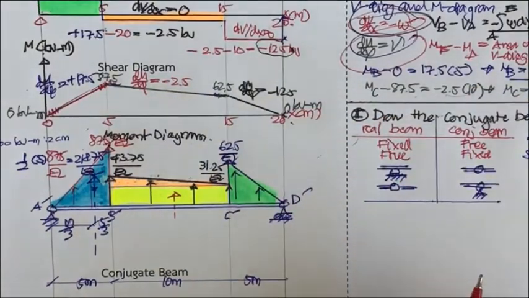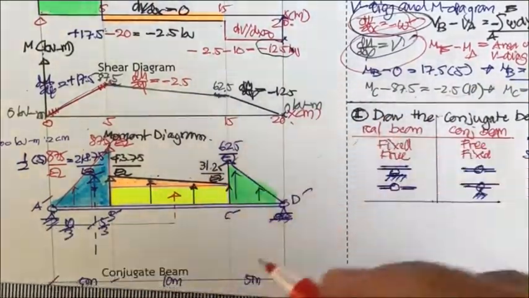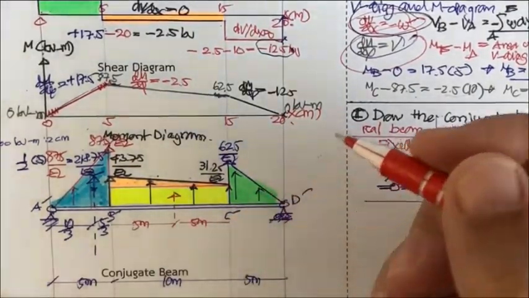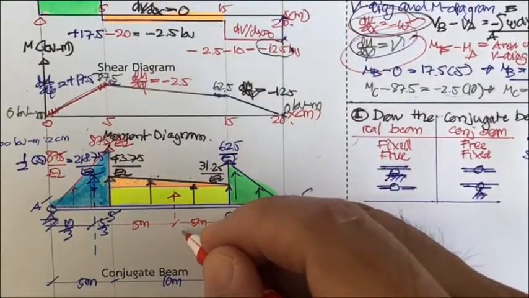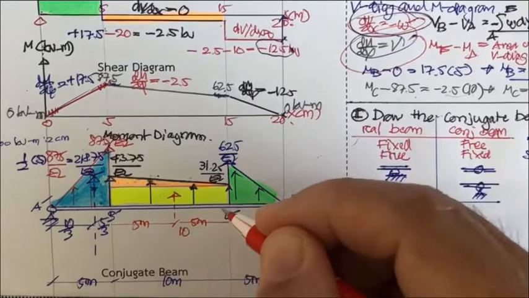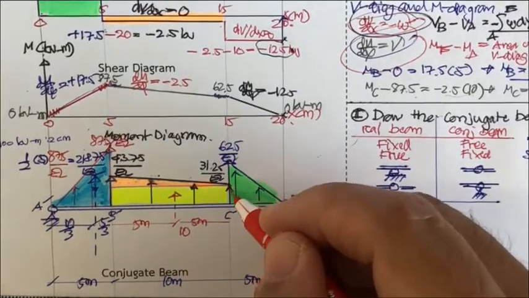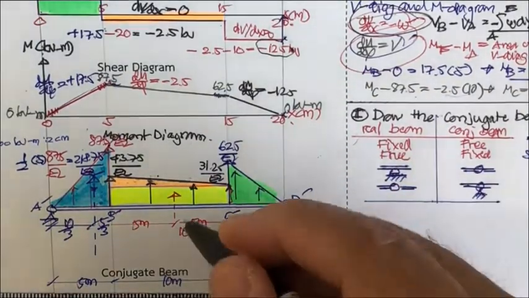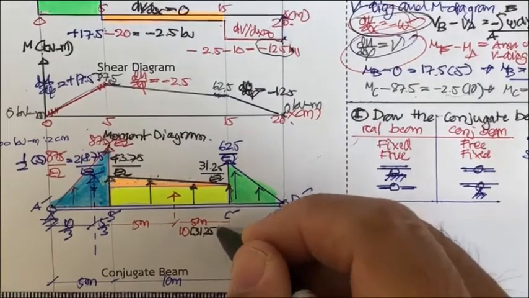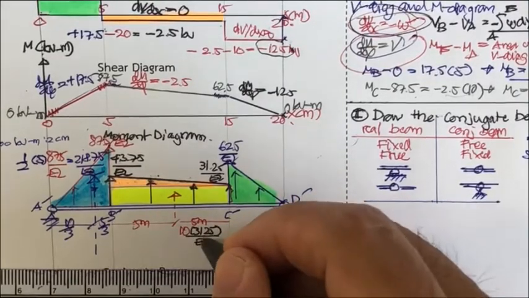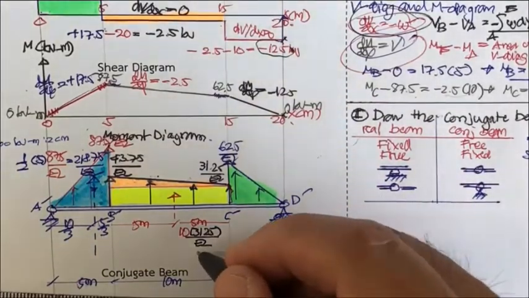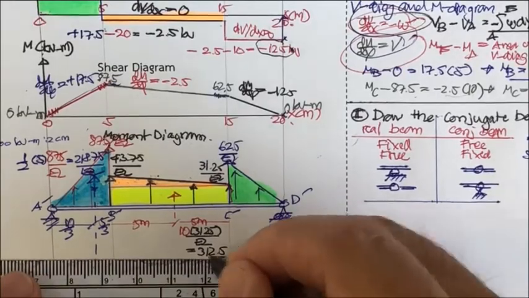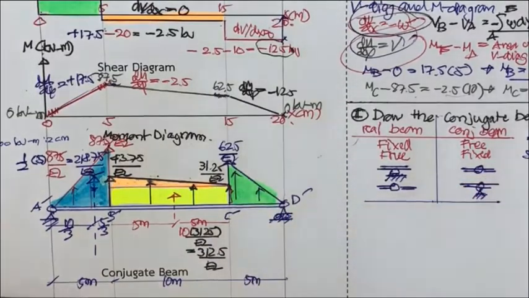This one, and the distance here and here is going to be half of this. This is going to be 5 meter, and this is also 5 meter, and the value of this is going to be the area here. That is 10 meter, times this height. This height is 31.25 divided by EI. So this is 31.25 divided by EI, and then you're going to get 312.5 divided by EI. Okay, that's the second one.